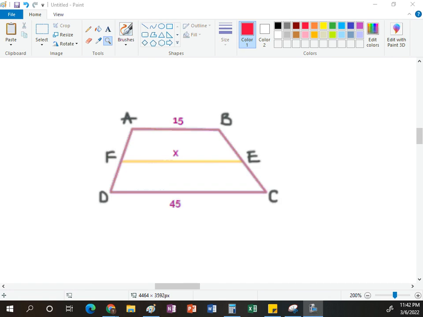Problem number 12, this is a trapezoid. The line in the middle is called the midsegment, and that midsegment is halfway between the two bases. See this top base of 15 and the bottom base is 45. X, that midsegment, has to be exactly halfway between them. So in order to find it, we're simply going to add the two bases, the 15 and the 45. You add them up, and whatever you get, you divide by 2. That'll tell you the length of the midsegment.